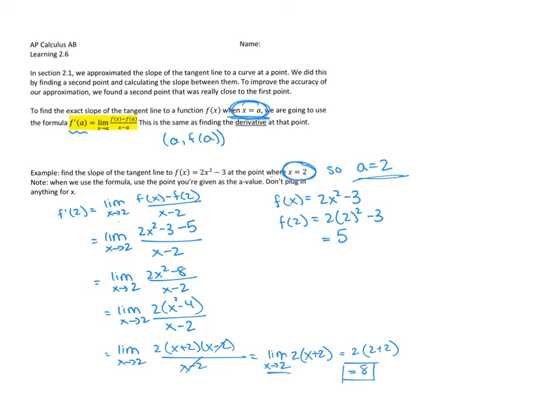So that 8 means a few things. The 8 is the value of the derivative at the point. 8 is the slope of the curve at the point.